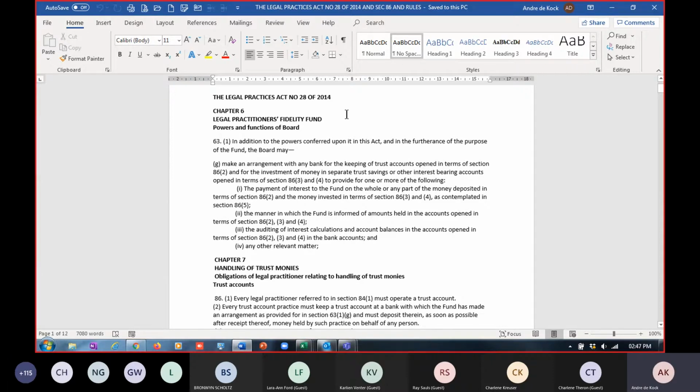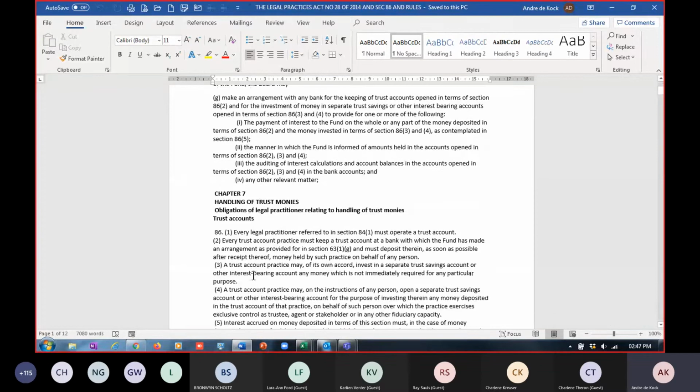The Legal Practitioners Fidelity Fund, the powers and function: this was the arrangement with the bank, the arrangement that the board makes with the various banks. So you can only open your banking account with certain banks, and those are laid down by the board. And we saw afterwards that if the arrangement with the bank is cancelled, you have to withdraw all your money out of that particular bank and transfer it to another bank which is acceptable to the board.